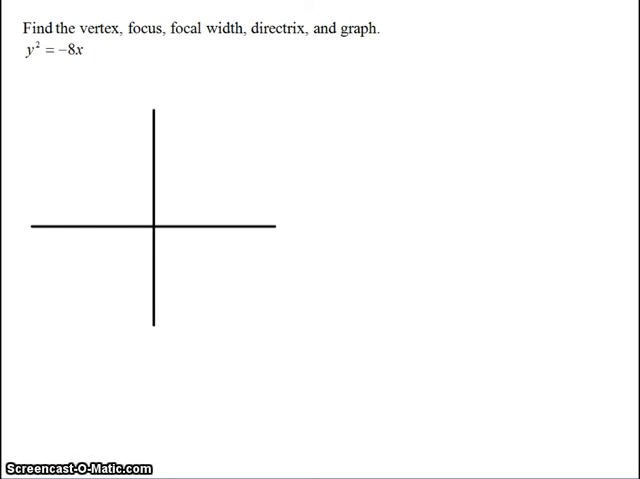First of all, the vertex, that's really easy. The vertex for this type of parabola is at 0, 0. And we want to figure out what the focus and the focal width and the directrix are. In order to do that, we need to figure out what the p-value is equal to.